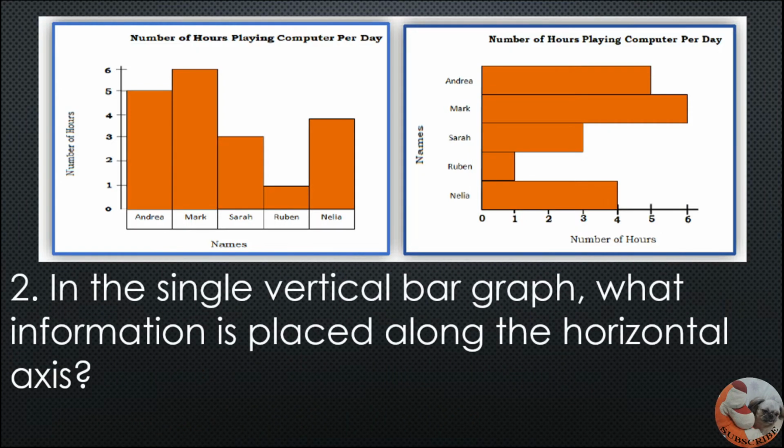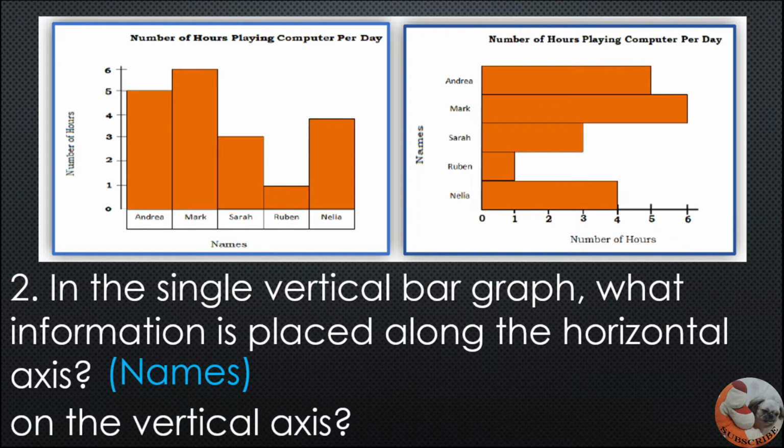Number 2. In the single vertical bar graph, what information is placed along the horizontal axis? This is the single vertical bar graph. This is the horizontal axis. The answer to the question is names. What can you see on the vertical axis? Number of hours.